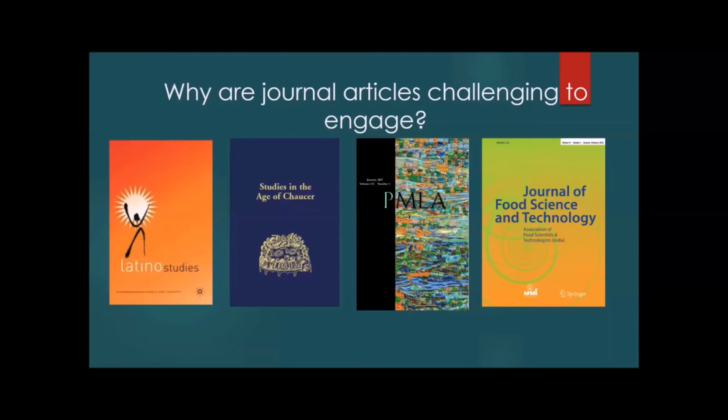So I'm going to ask you, just open this up to the audience, why are journal articles especially challenging to engage with? I think most of you are probably reading secondary source material. Maybe you're not, but for those of you who aren't, this is a heads up when you get there. But what are some of the things that are challenging to engage with in terms of the genre of scholarly research journal articles?